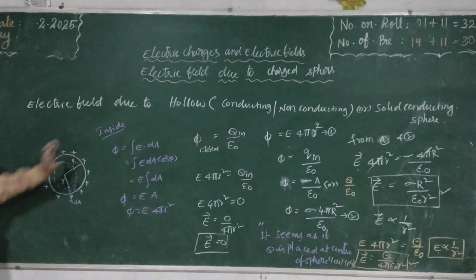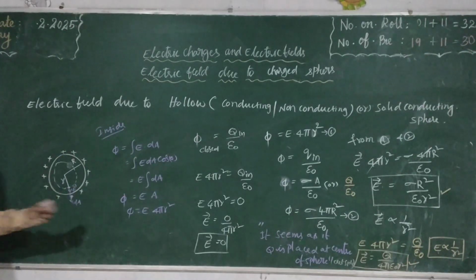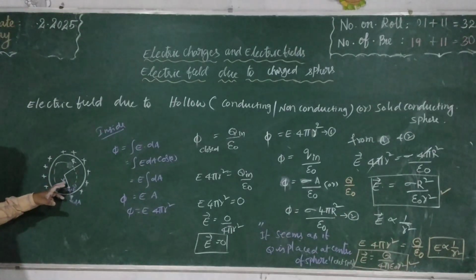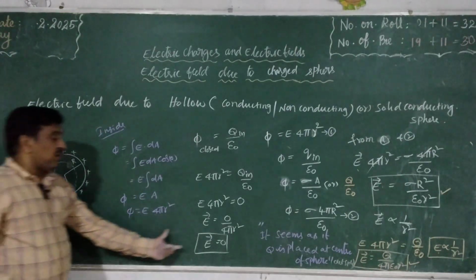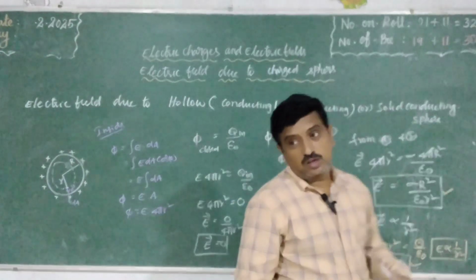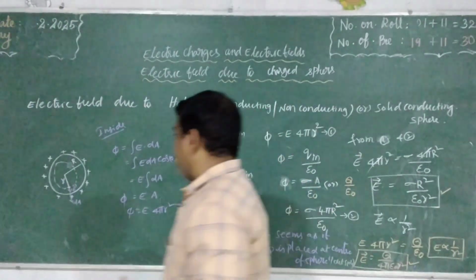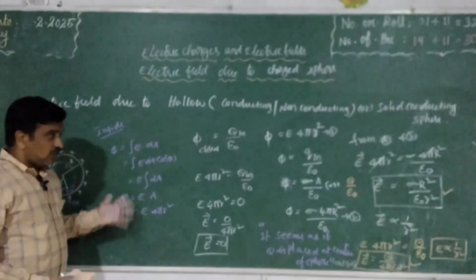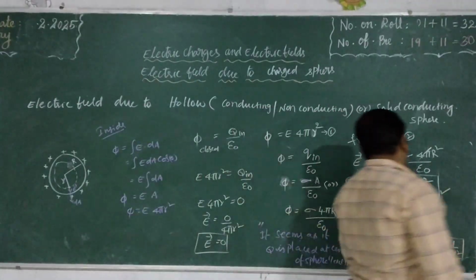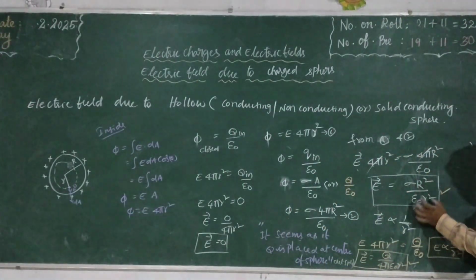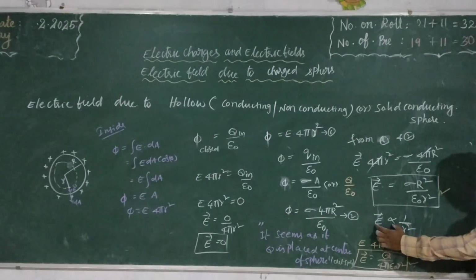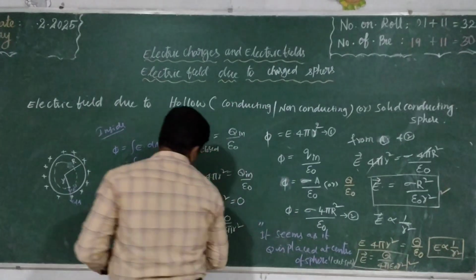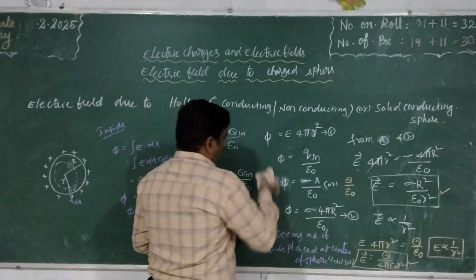Means the electric field due to a hollow conducting or non-conducting sphere, or a solid conducting sphere, inside, at a distance less than R from the center, what is the electric field now? 0. Electric field inside hollow conducting or non-conducting, or solid conducting spheres is 0. Outside point, this is the electric field: sigma R squared by epsilon naught r squared. What is the relation? Sigma is proportional to 1 by r squared. So inside the sphere it is 0. Now we can find it on the surface.